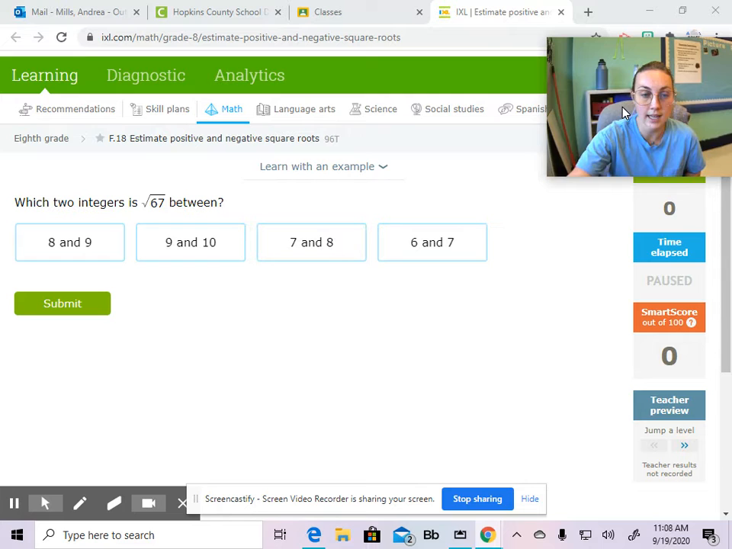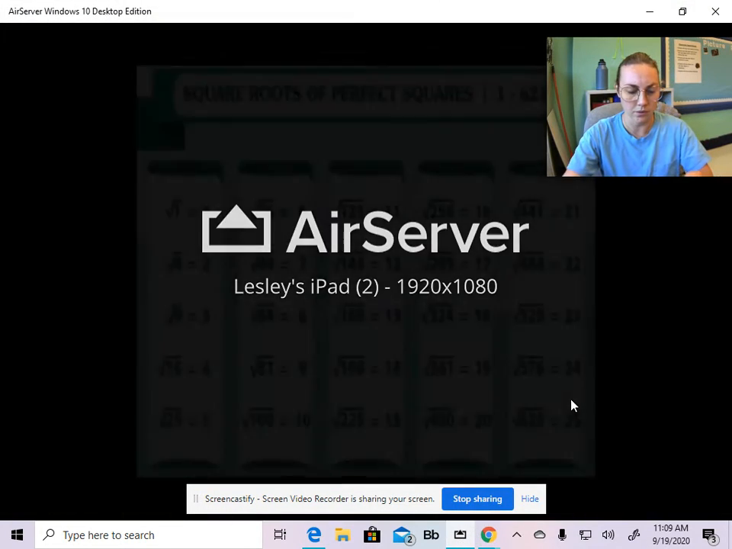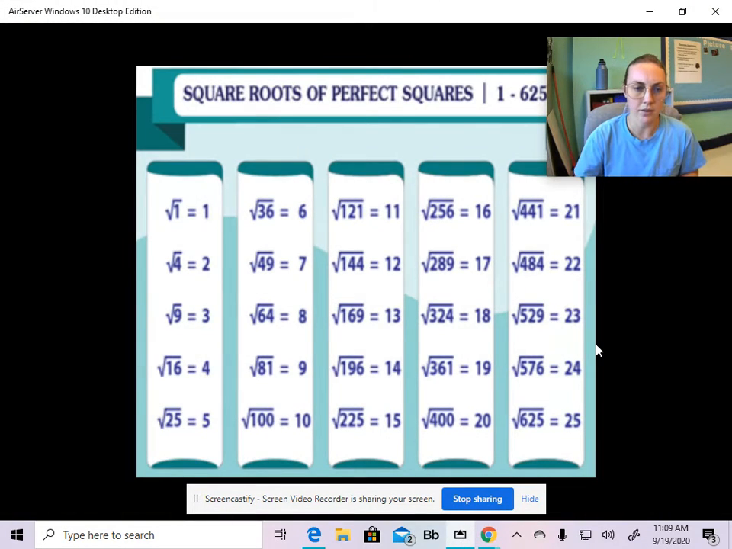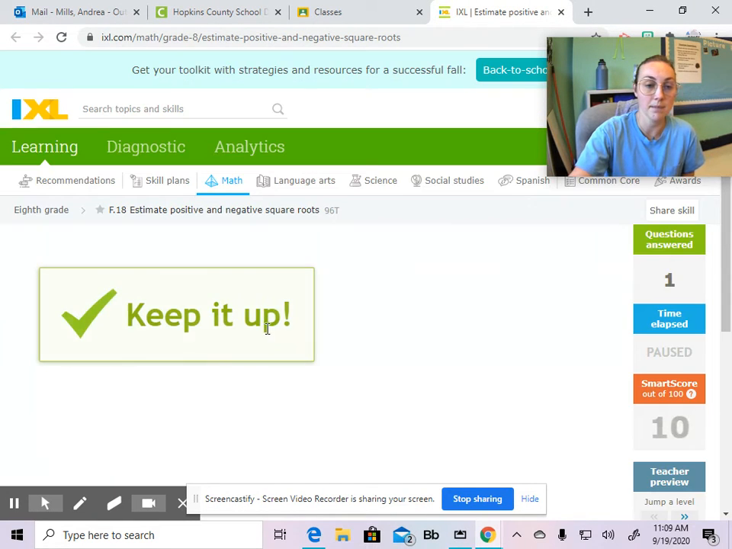So let's go to this IXL that I gave you. Here is something around the first question. It says, which two integers is the square root of 67 in between? What you would do is go to your notes and find where the square root of 67 is in between what numbers. Let's go back to my iPad and find the square root of 67. It would be in between the square root of 64, which is 8, and the square root of 81, which is 9. So we can go back to the IXL, and we would know that it was between 8 and 9. We can go ahead and submit that.